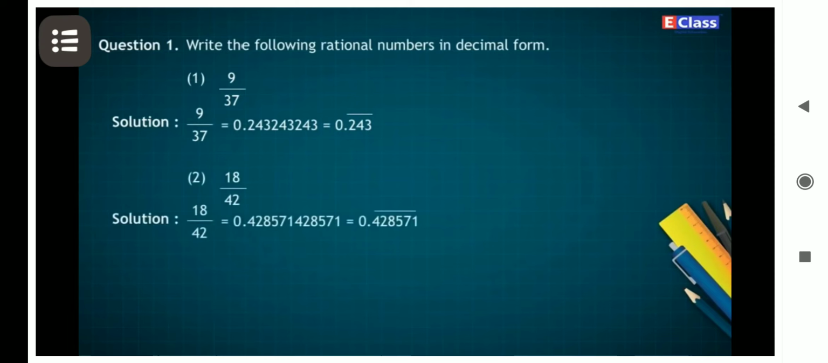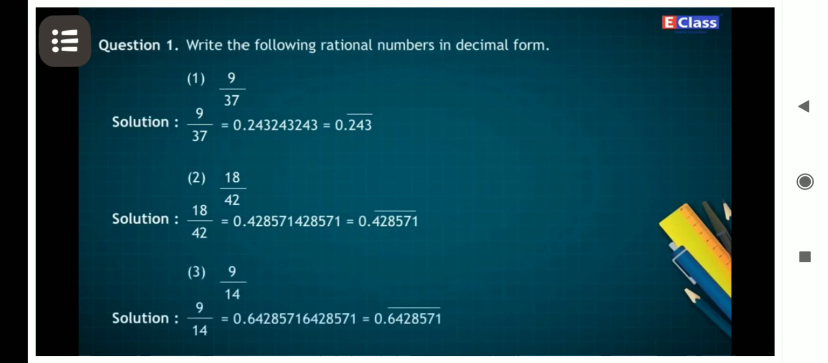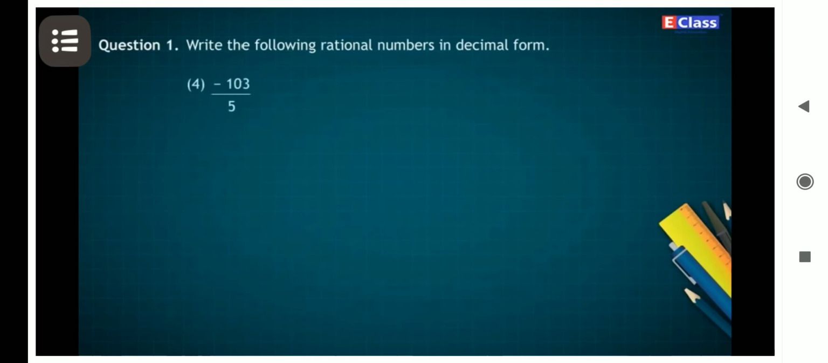Solution: 18 by 42 is equal to 0.428571428571, which is equal to 0.428571 bar. 3. 9 by 14. Solution: 9 by 14 is equal to 0.6428571, which is equal to 0.6428571 bar. 4. Minus 103 by 5.